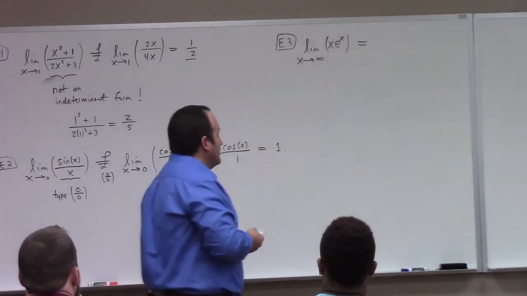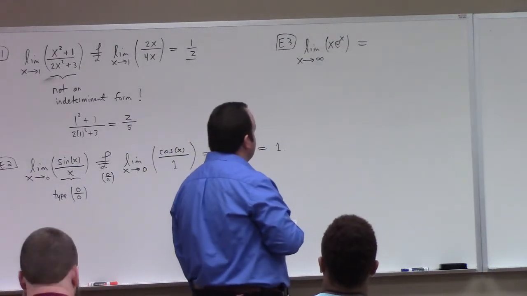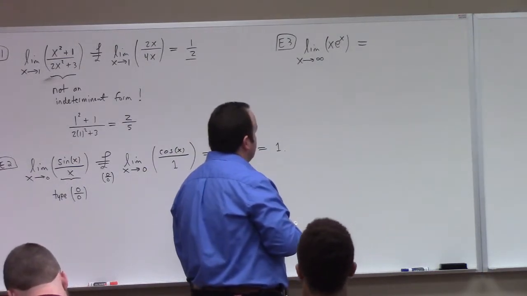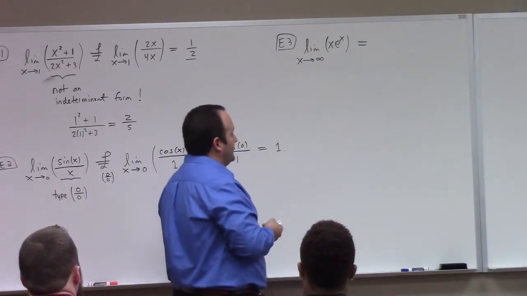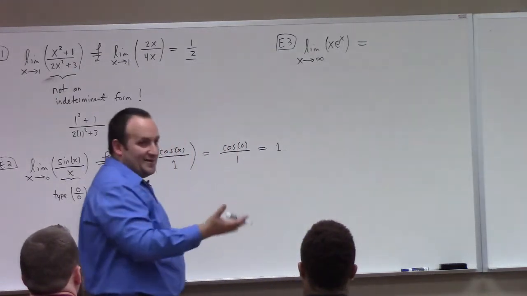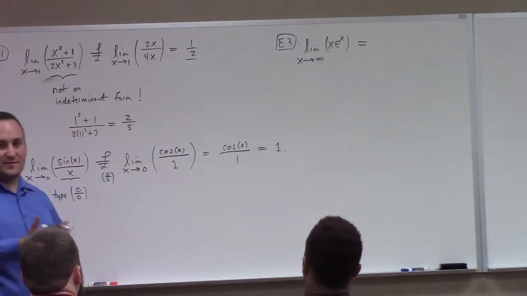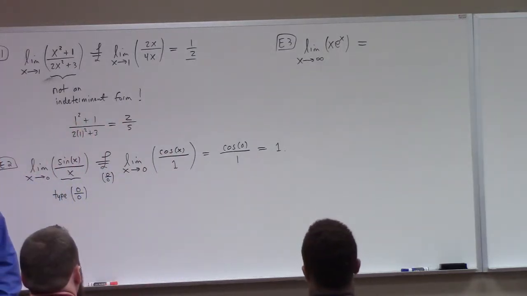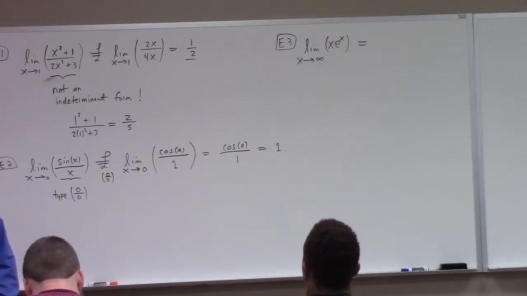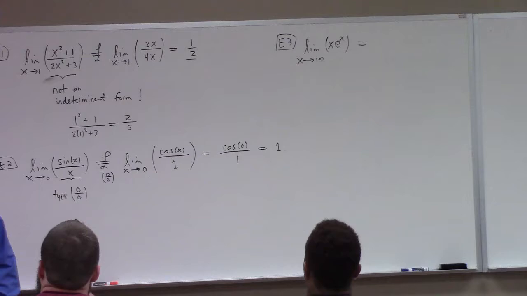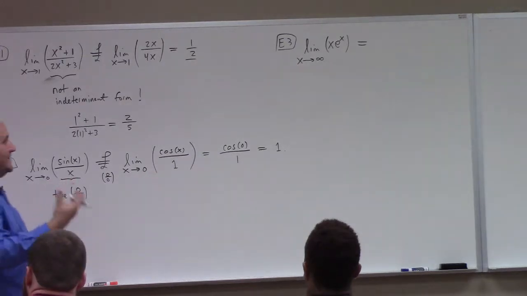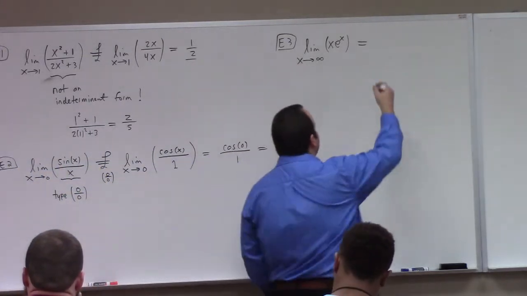I was going to say infinity, because there's... No, you stick to your guns. You're right. This is not an L'Hopital's problem. We have x, which is going to infinity. We have e to the x, which is also going to infinity. Something that's going to be huge times something else that's going to be huge is, in fact, huge. Yes, thank you.